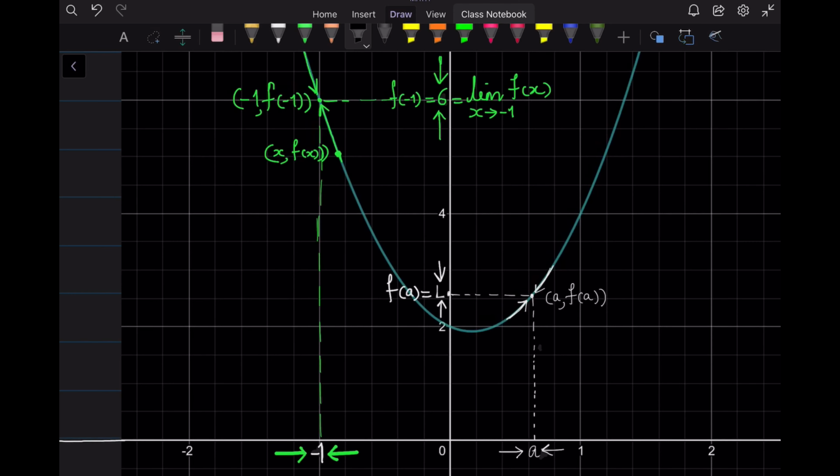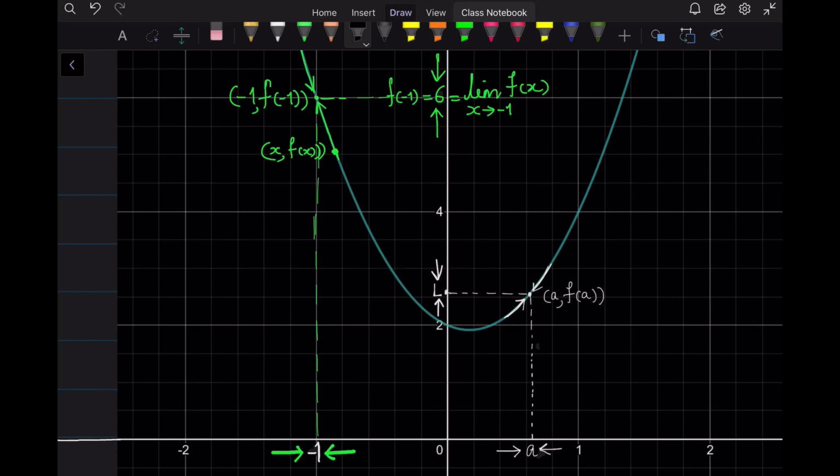Now recall the meaning of the limit of a function as x approaches a. So the limit of a function as x approaches a is a number, which in this case is 6, to which the values of f approach as x approaches a. So which means that in this case, the value of f at x is equal to minus 1, which is 6, is also the limit of f as x approaches minus 1. That is why the limit of this function as x approaches minus 1 is equal to the value of this function at x is equal to minus 1.